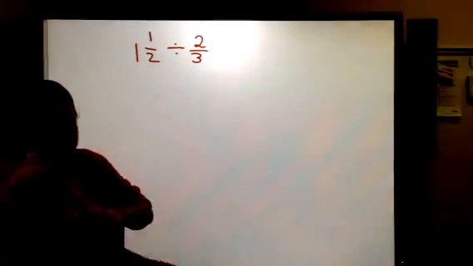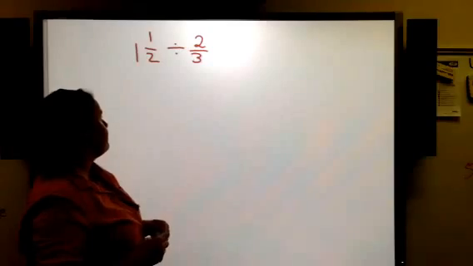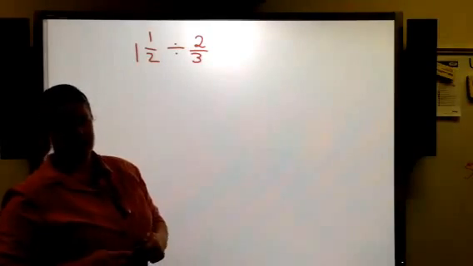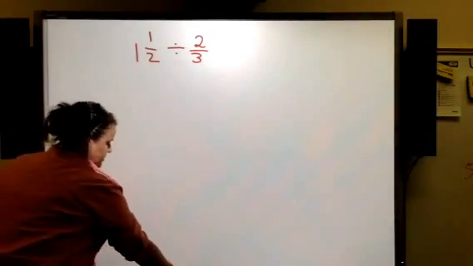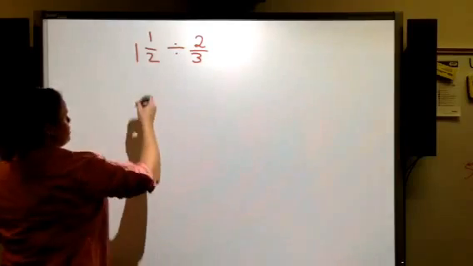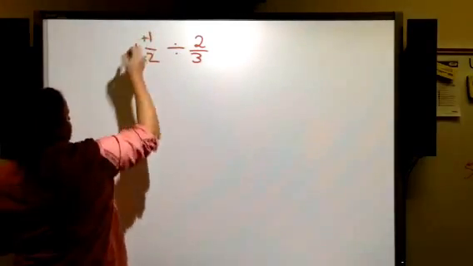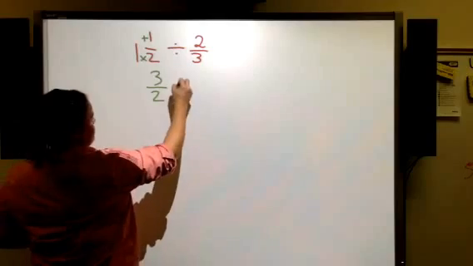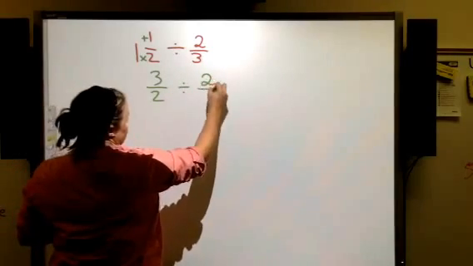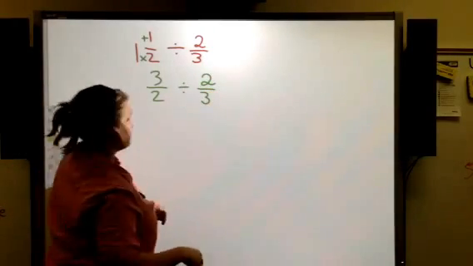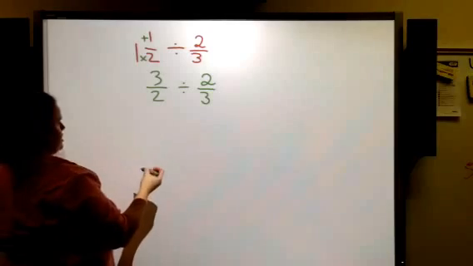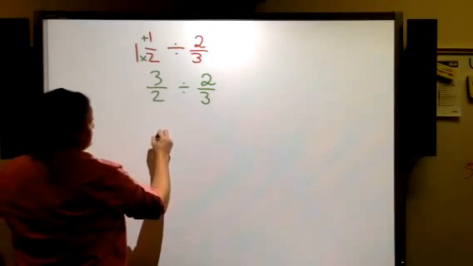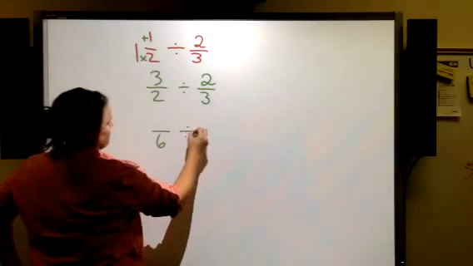The next problem, let's do one more together. 1 1/2 divided by 2/3. So again, we're going to change this into an improper fraction. So 1 times 2 is 2, plus 1 more is 3/2 divided by 2/3. And again, I'm going to find a common denominator of 6, because they both have a 6 in common.